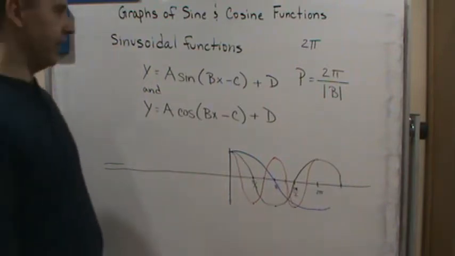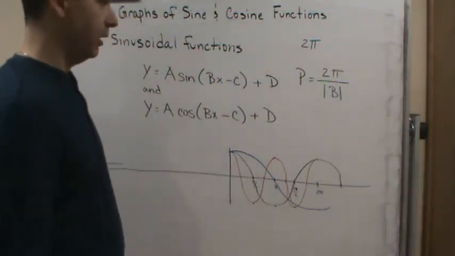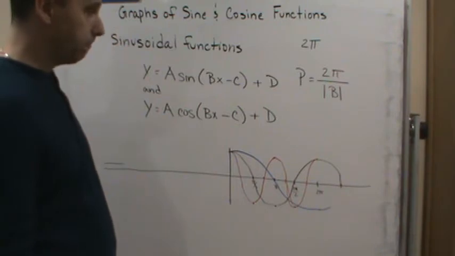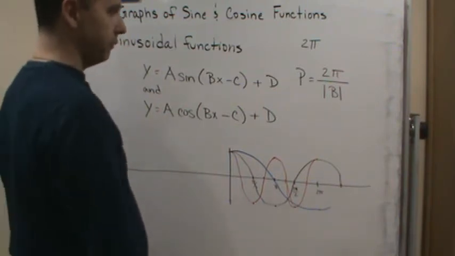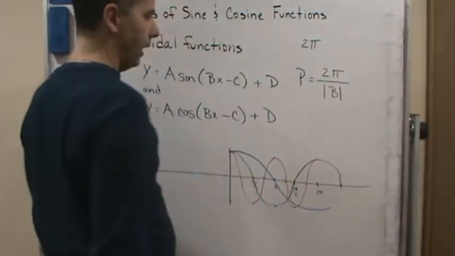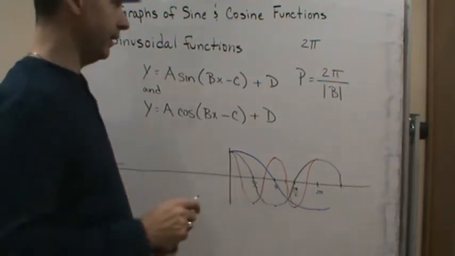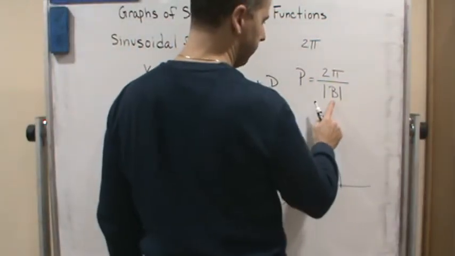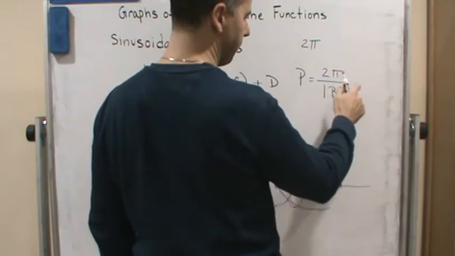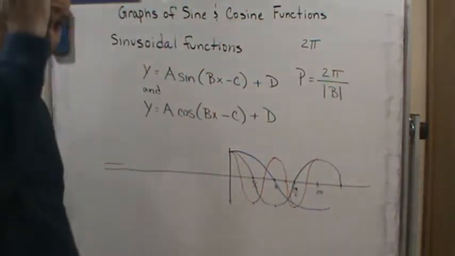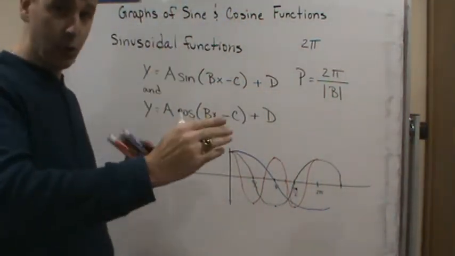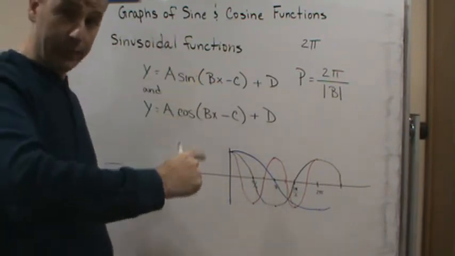So, for example, if B is greater than 1, then what happens? For example, if it's 2, then the period is pi. So think about it. What does that mean? If B is 2, it cancels with the 2 and the period becomes pi. That means that every pi, not 2 pi, it will repeat the pattern.